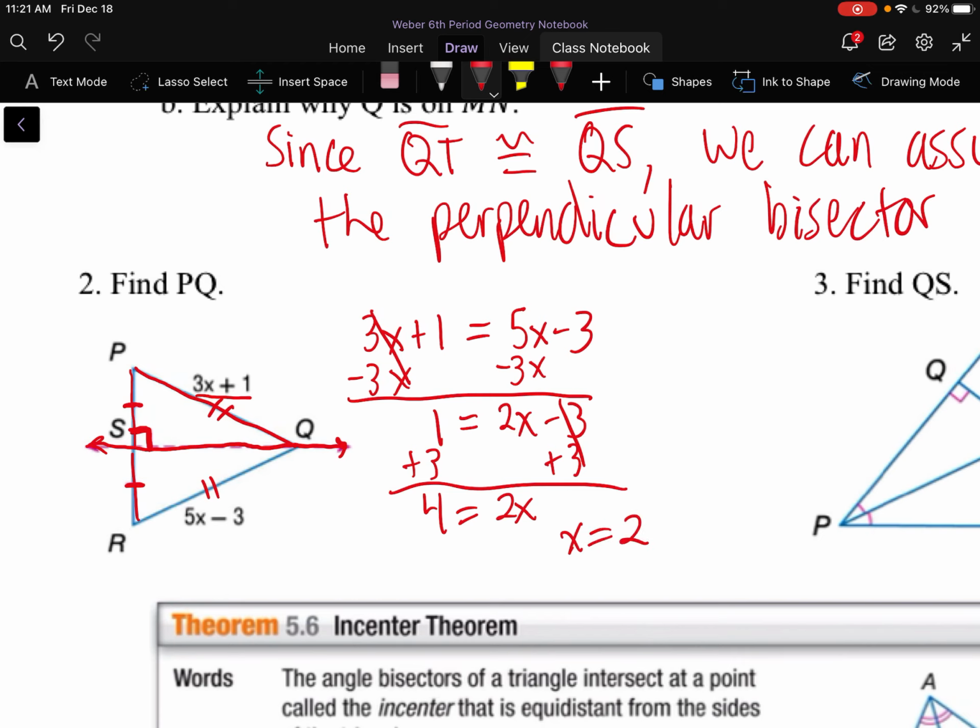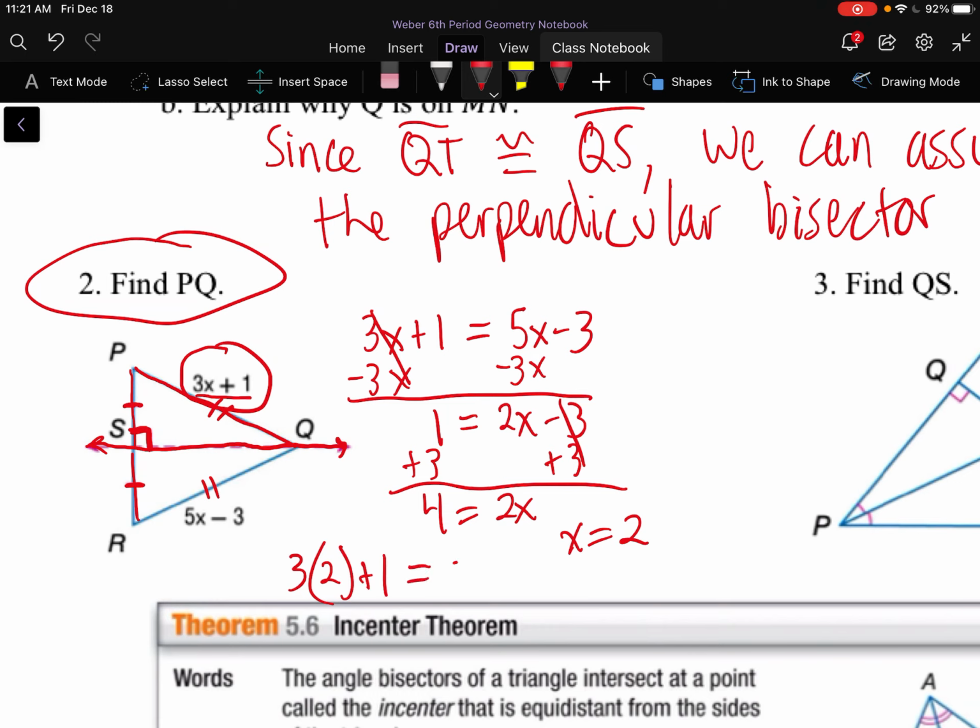That's not my answer though. Remember, we're trying to find the distance of PQ. Here I know that PQ is 3x plus 1. So I'm going to have 3 times x, but now I know that my x is 2, plus 1, and now I just simplify that. That will give me 7, which is the distance of PQ. That is our answer.